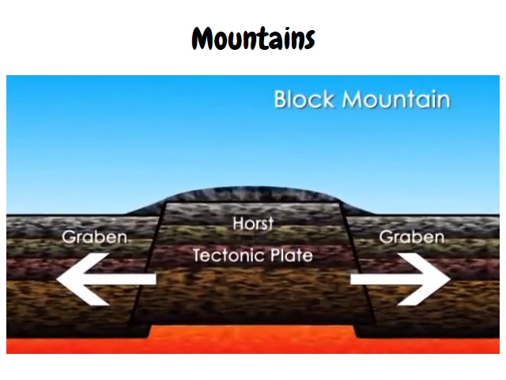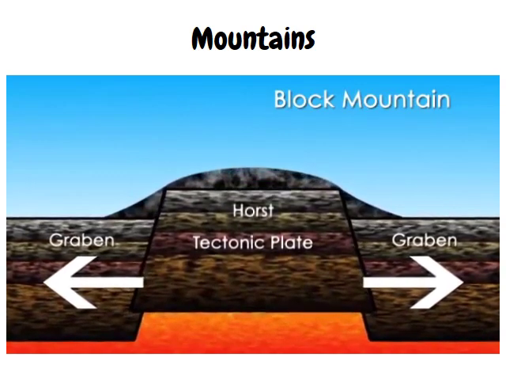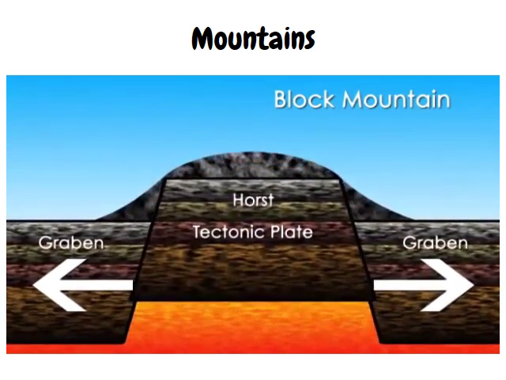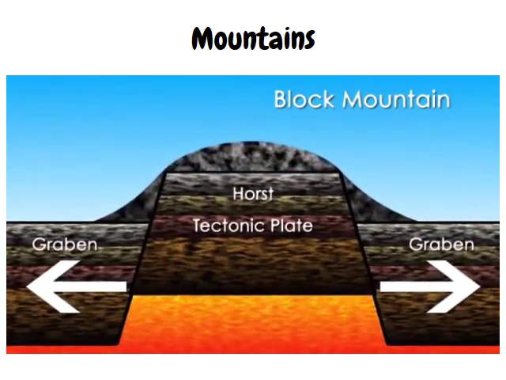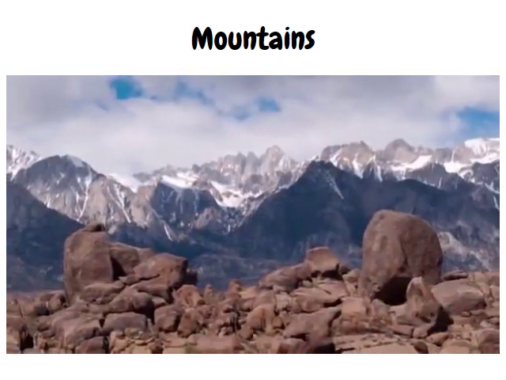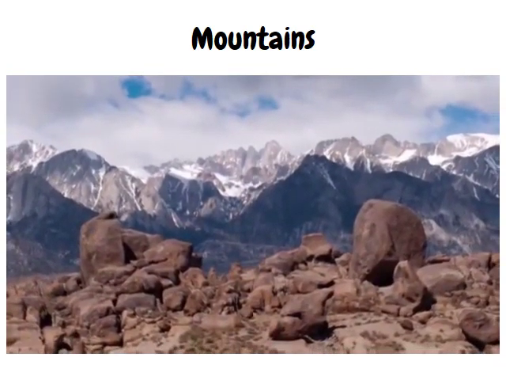Block mountains are made when pressure on giant cracks in the Earth's crust, or faults, causes slabs of rock to tilt upward and sometimes stack on top of one another. America's Sierra Nevada mountains are block mountains.